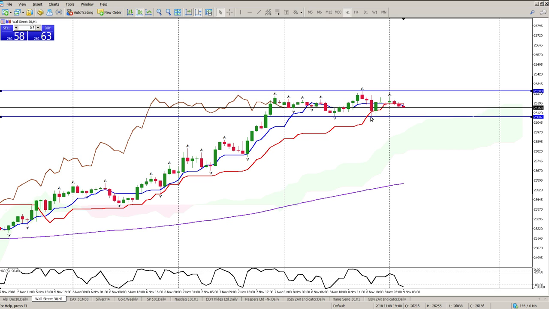We'll have to wait and see. If we do break below this, then obviously the range height is your target. So then you're looking for the next swing low down here.